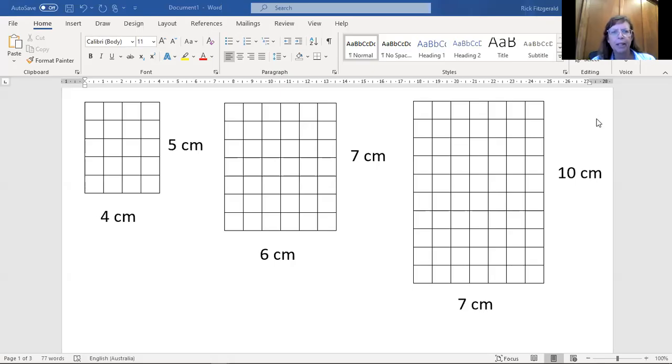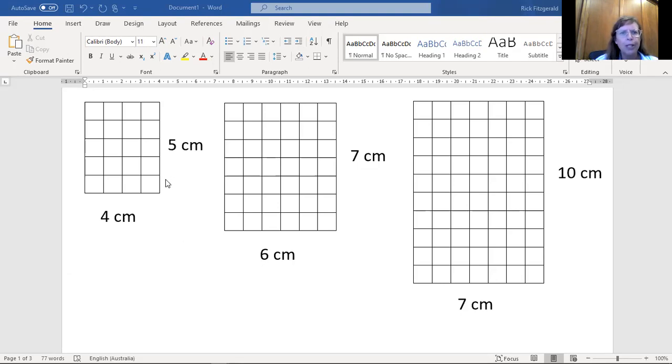Hi everyone, it's our Monday morning maths lesson and we're going to have another look at measuring area today. So I have got 3 rectangles here and we're going to look at how to calculate the area of a rectangle. These ones are in centimetres, but you could also do it in millimetres or in metres. And if you're doing really large areas such as land, you might do it in kilometres. But centimetres is a good one for us to work with today.